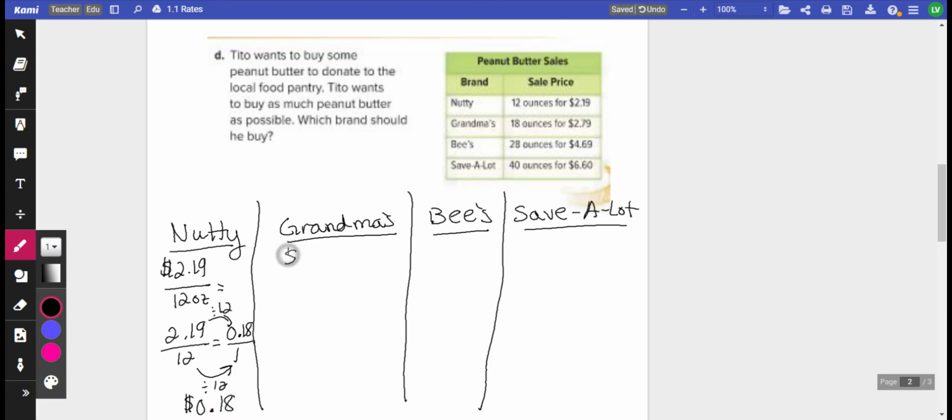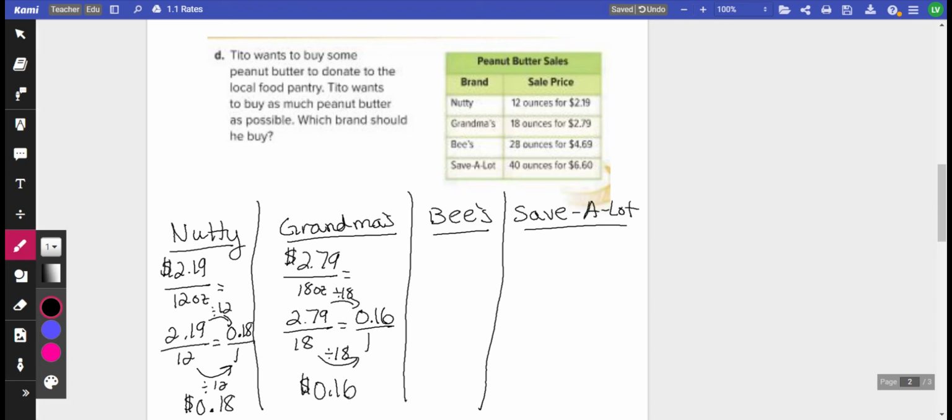So then I'm going to take Grandma's. $2.79 for 18 ounces. Just like before, I'm going to take it out and just have it with my numbers. 279 divided by 18. The reason I'm dividing by 18 is because to get my unit rate, I need to divide my denominator and numerator by 18, which gives me the answer of, rounded to the nearest hundredth, 16 hundredths. So that's equivalent to 16 cents. So far, Grandma's is cheaper than Nutty's.